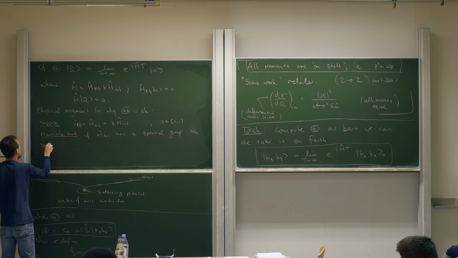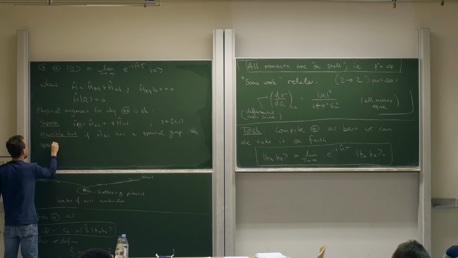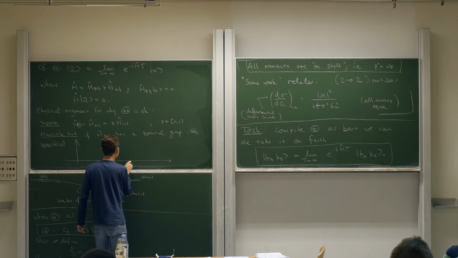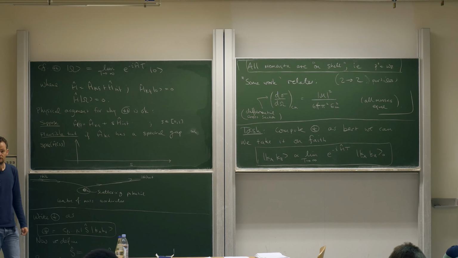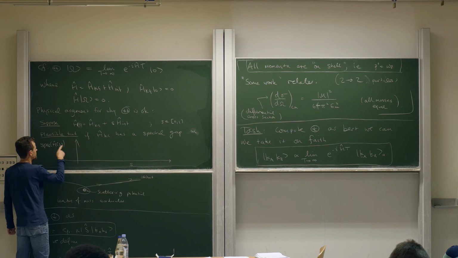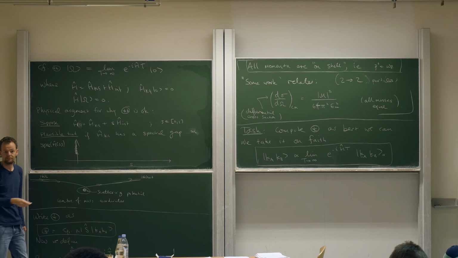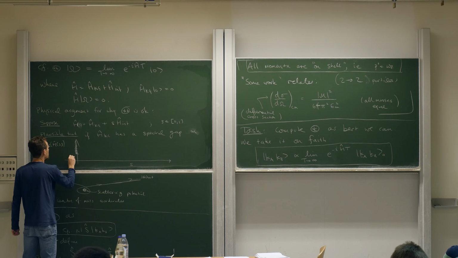So I'm going to draw a cartoon of the spectrum of this operator here. Spectrum of H_S. Here's a picture of it as a function of S. When S is 0, the spectrum of H_S is just the Klein-Gordon spectrum, and there's absolutely continuous spectrum above some gap delta, which is m.